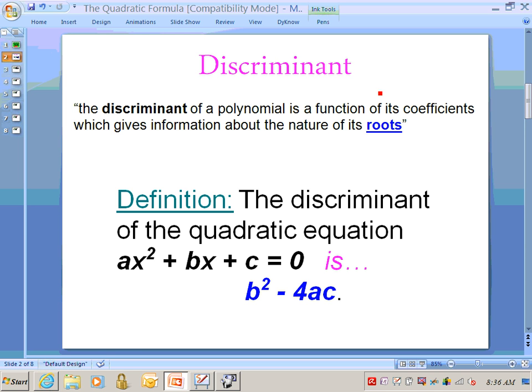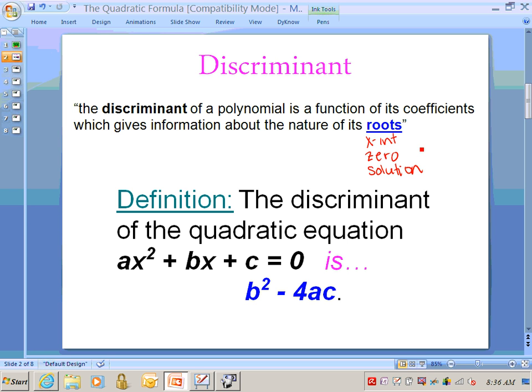Roots are, what are the other words we use? X-intercept. What is another word we use? Zero. And what's the one we learned yesterday? Good, solution. So the discriminant is going to give us information about those zeros.